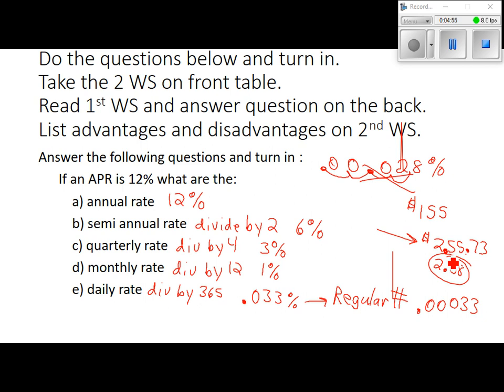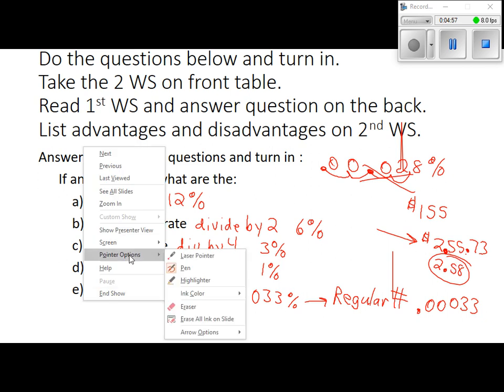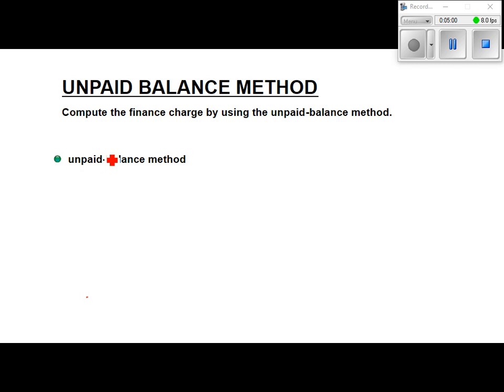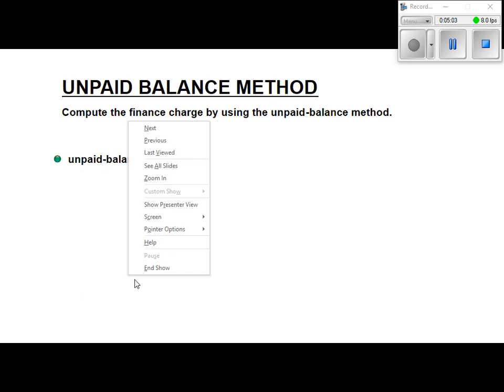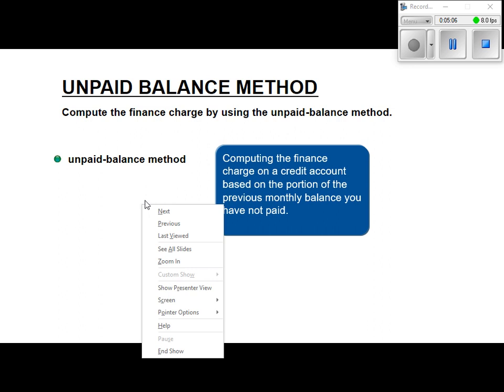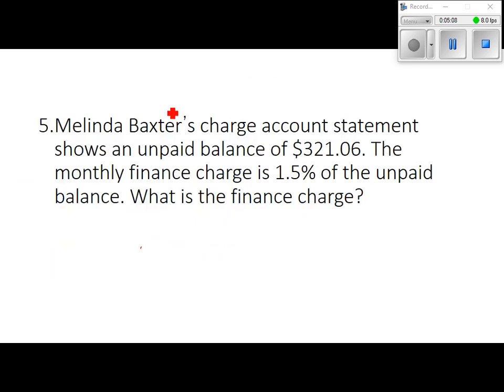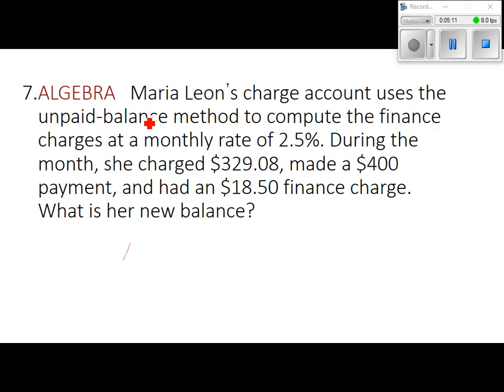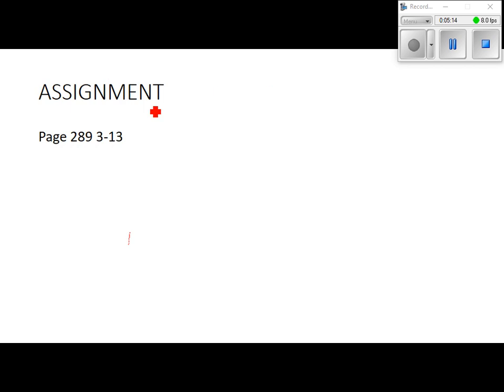The other 2 worksheets, and you are going to hand these in, so make sure you're looking at them. First, on this one, there's questions on the back to answer. Make sure you answer it.